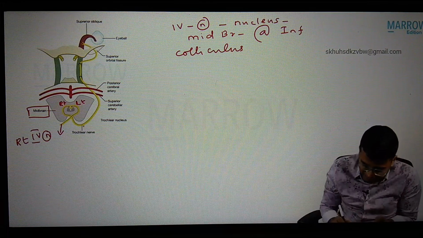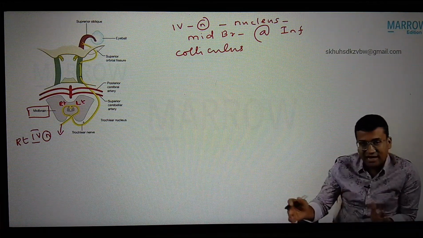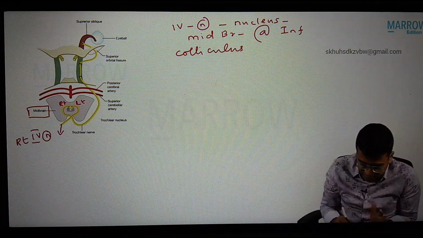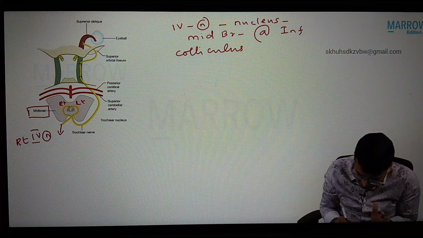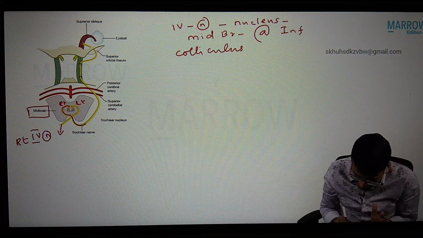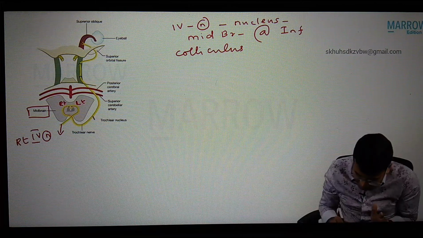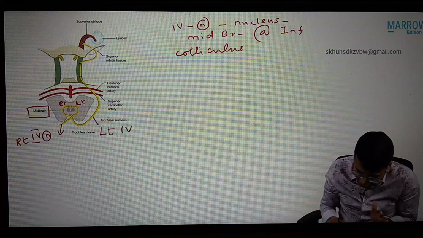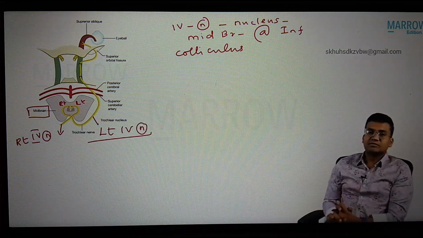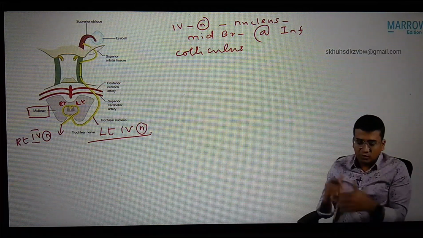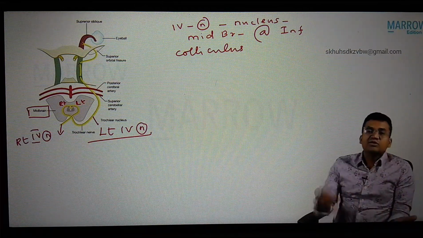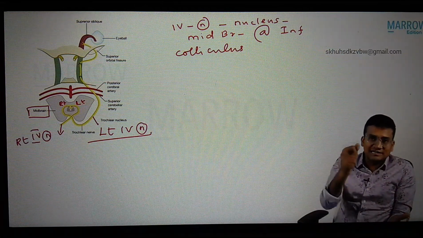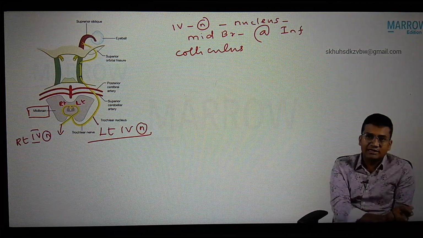Now this is a nerve present on the left side, coming from the right side. It is crossing, and after crossing, it is coming to the left side. So this nerve is called the left trochlear nerve. Is that clear? Now why have I done right and left? We are not considering the decussation. That is the point I want you to remember.